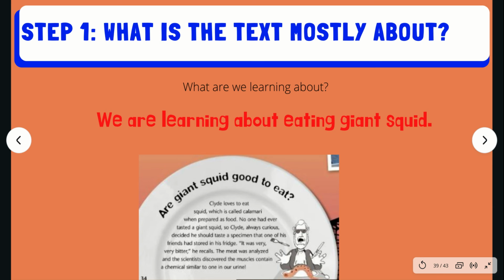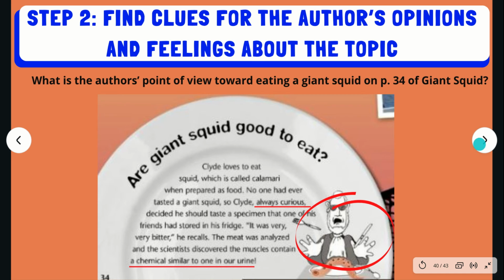The first step was to figure out what the text was mostly about. And after doing step 1, we learned that it is mostly about eating giant squid. We then did step 2, which was to find clues to help us understand the author's opinions and feelings about eating giant squid. Some of the clues we found were that Clyde was always curious, it has a chemical similar to our urine, and the silly picture of Clyde eating the squid.